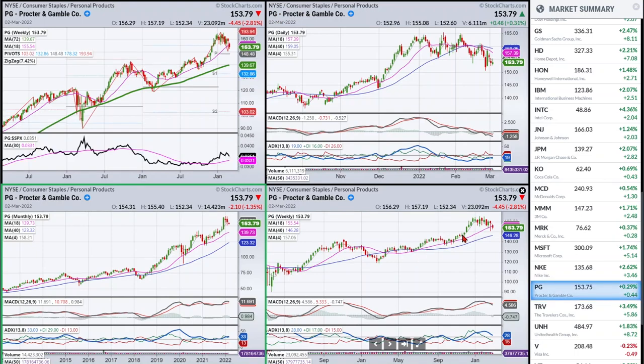Procter & Gamble, I like the overall pattern, but we are jeopardizing the 18-week line. And if we do that, then we probably should assume that we're going to test the 18-month. The momentum characteristics in this chart look good, so I'm not all that concerned. I think as long as this can hold the 145, 150 area, I think this is in pretty good shape.